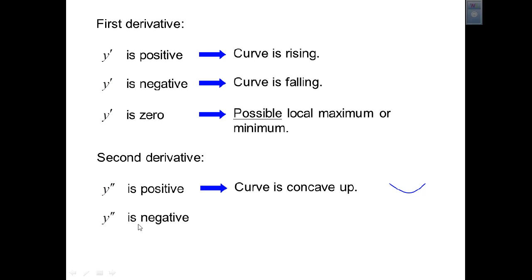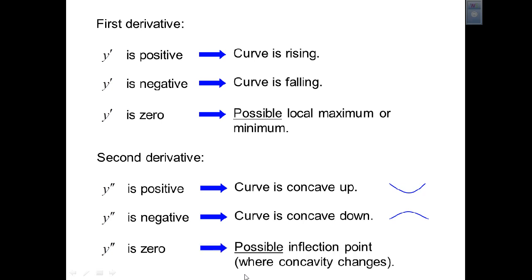So if y double prime is negative, the curve is going to be concave down. The slope is going to be decreasing over that interval, like this. And if y double prime is 0, that means we have a possible inflection point. That is where the concavity changes. Here it's concave down, here it's concave up. This is a point of inflection.